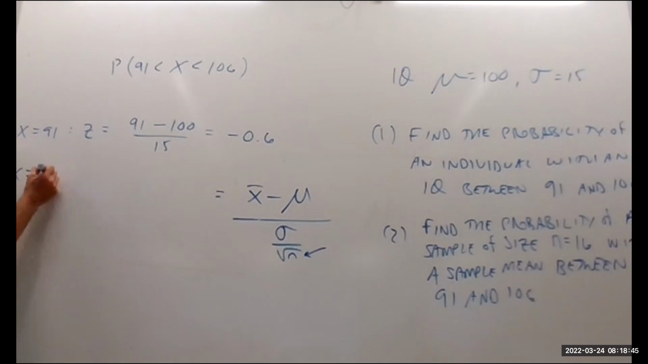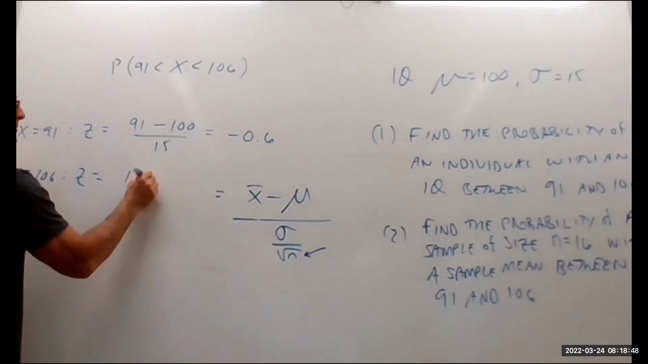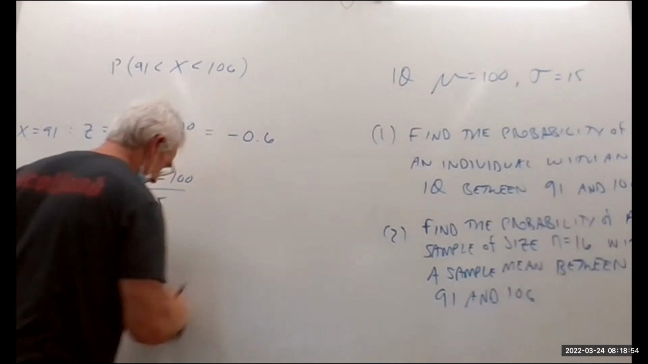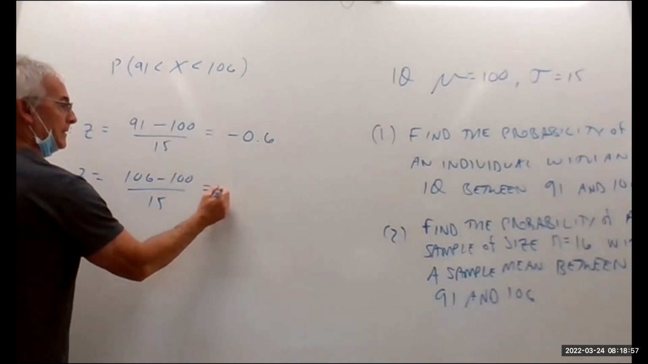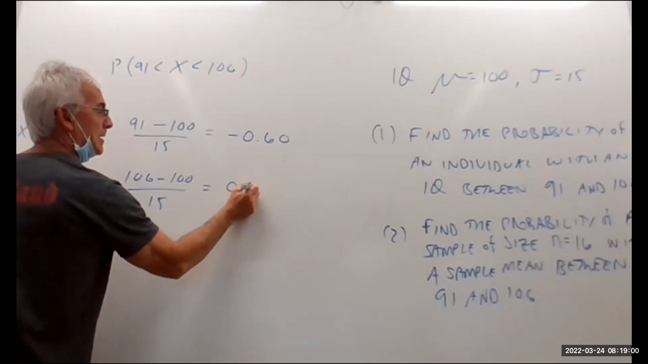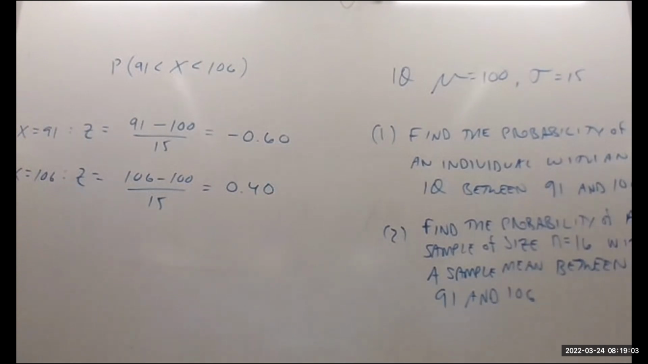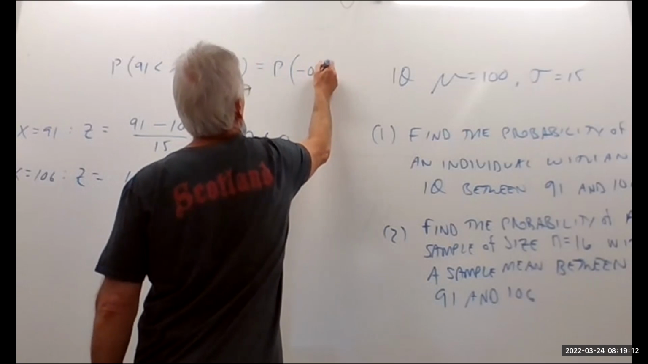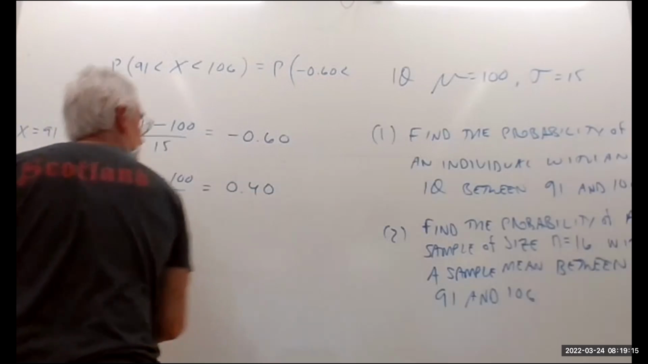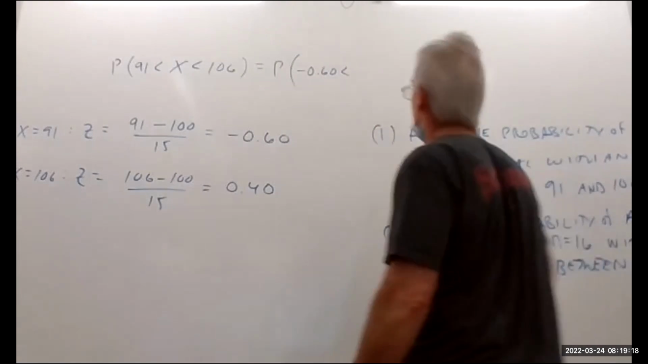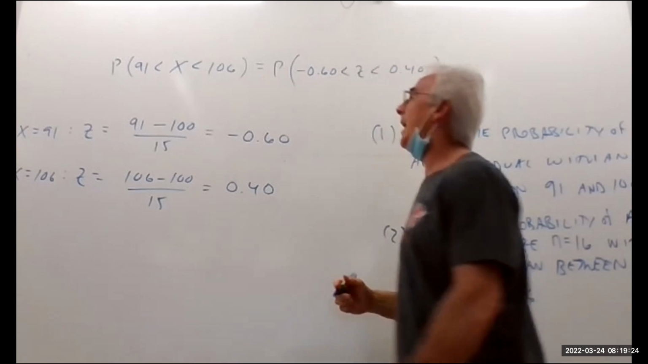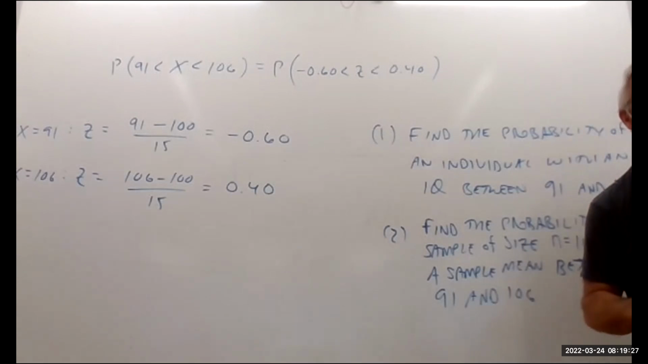Now, what about for an X value of 106? The Z would be 106 minus 100 over 15. And what is that? I'm going to put 2 decimal places, because when we look it up, that's what we have to look up, 2 decimal place values. Therefore, this question is the same as the probability that negative 0.6 is less than Z is less than 0.4. Those are the values I'm going to look up in the table, right?